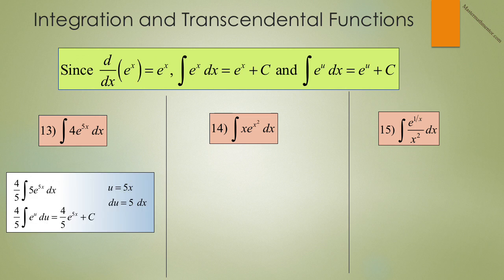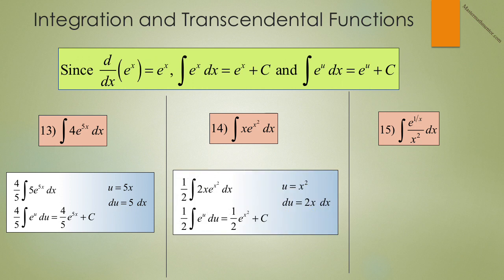In number 13, we have the integral of 4e to the 5x dx. We take the 4 to the outside, let u equal 5x, and du is equal to 5 dx. So we need a 5 on the inside and a 1/5 on the outside, getting 4/5 the integral of 5e to the 5x dx. This becomes 4/5 the integral of e to the u du, which is 4/5 e to the u, or 4/5 e to the 5x plus c.